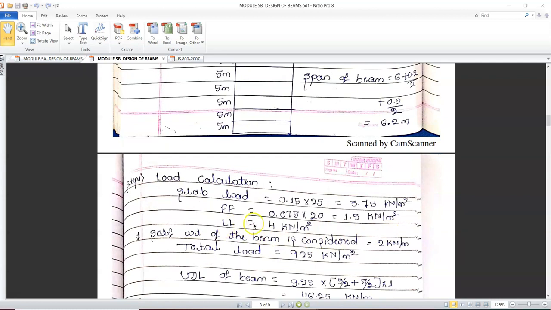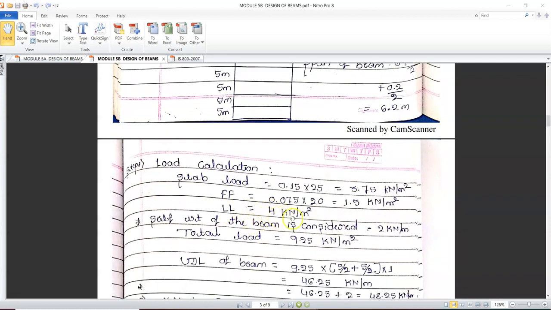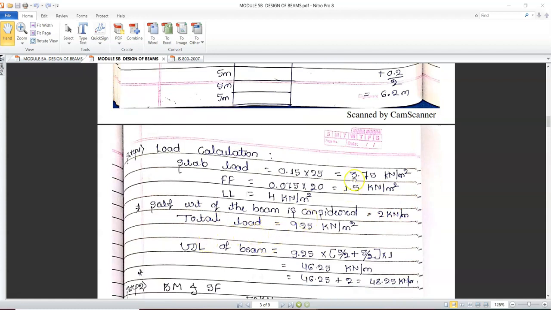So next is live load. The live load is given as 4 kilonewton per square meter. Now, since we have not designed the beam yet, assuming the beam self weight as 2 kilonewton per meter. Now the total load will be 3.75 plus 1.5 plus 4 kilonewton per square meter, that is 9.25 kilonewton per square meter.